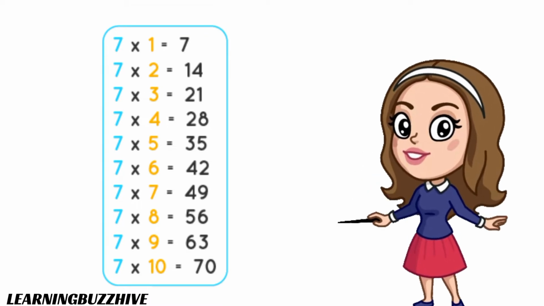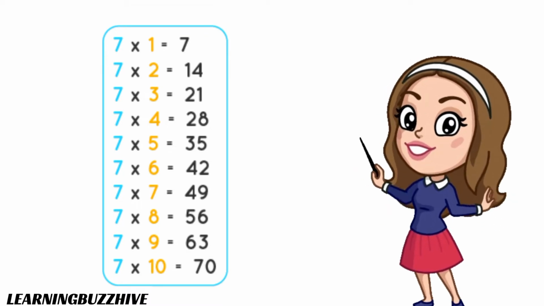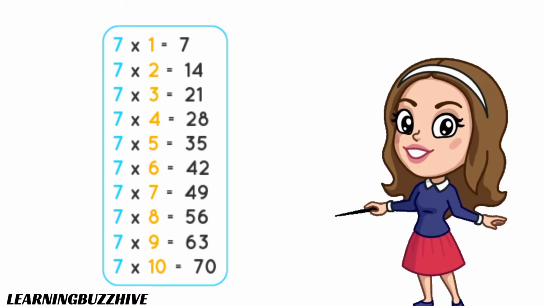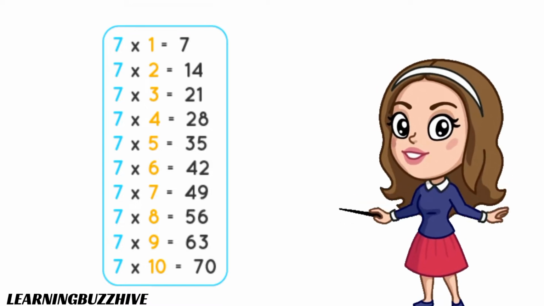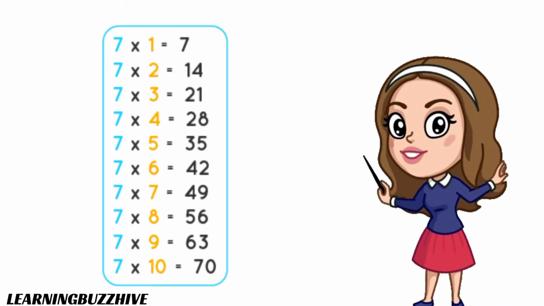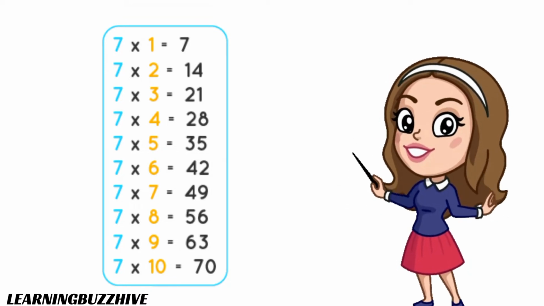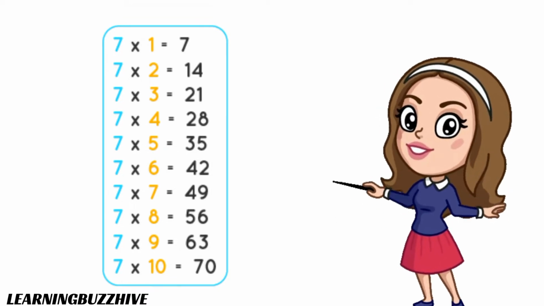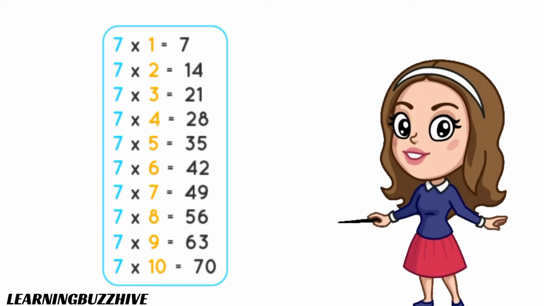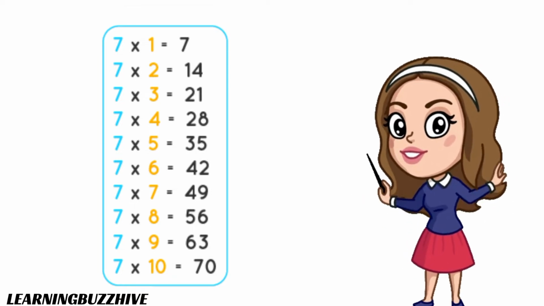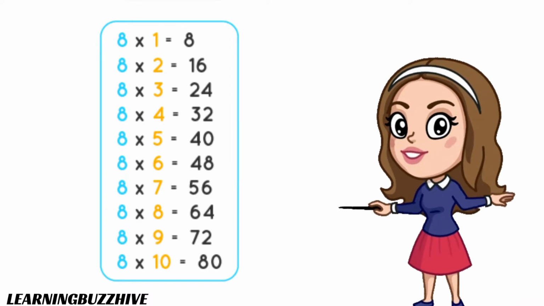Seven eights are 56. Seven nines are 63. Seven tens are 70. Next, eighth table.